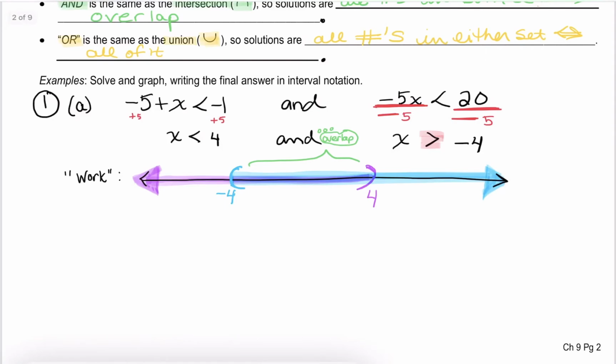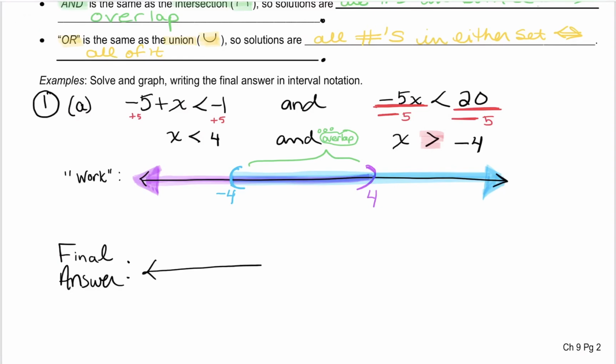So our final answer, that was just the work. That's just kind of graphing them both on the same number line, which is good to do. That's how we determine what our final answer is going to be. So I'll just say the final answer here.